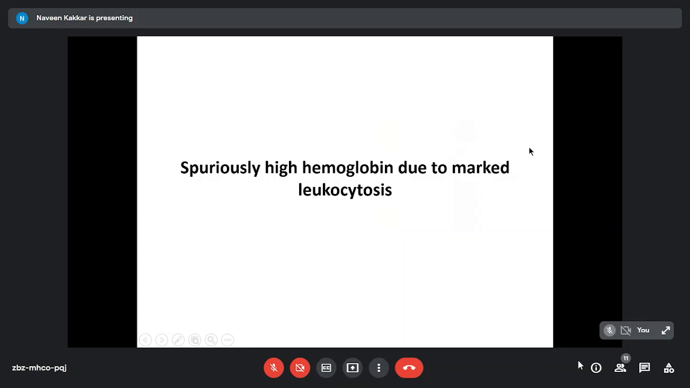A spuriously high hemoglobin due to marked leukocytosis. It's a well-known artifact, but not very often worked up, because our prime worry in CML is more on the TLC, not the hemoglobin.